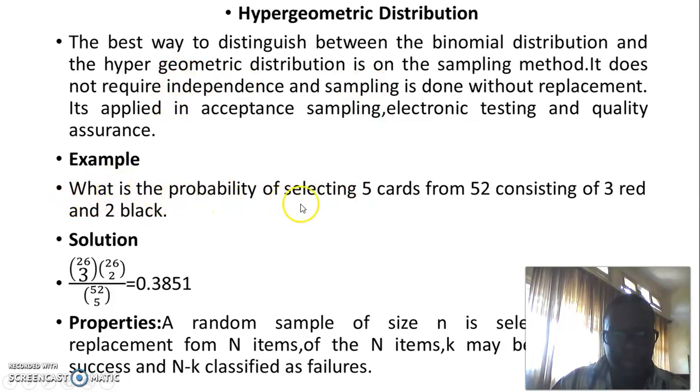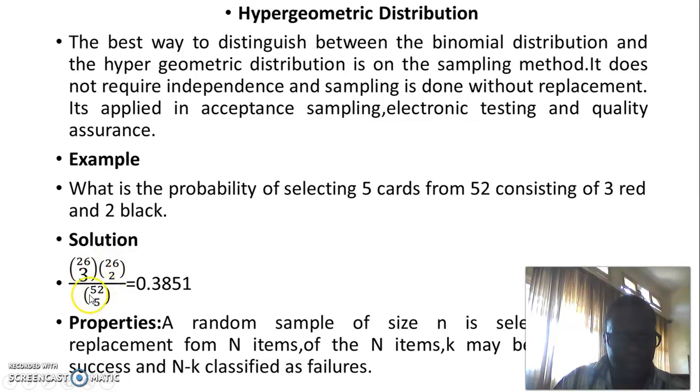For example, what is the probability of selecting 5 cards from 52 consisting of 3 red and 2 black cards? The solution is as follows. They are asking us the probability of selecting 5 cards from 52, of which 3 are red and 2 are black. So we have the 3 red and the 2 black. The number of ways we can pick 3 red from 26 is 26 combination 3. Whereas the remaining 2, we can also get from 26 combination 2. And we know that there are 52 cards.